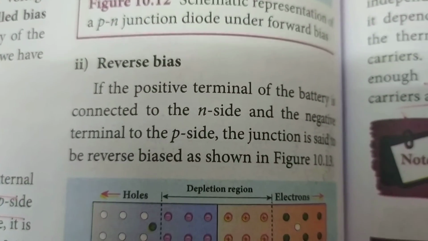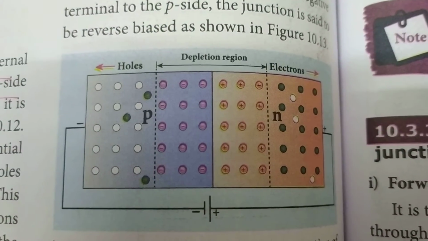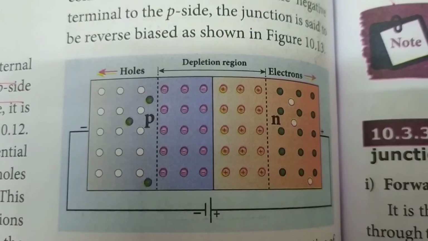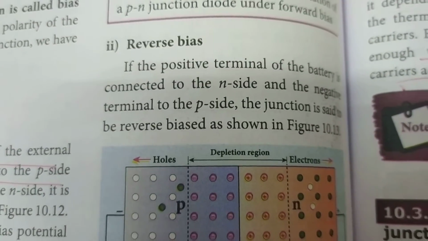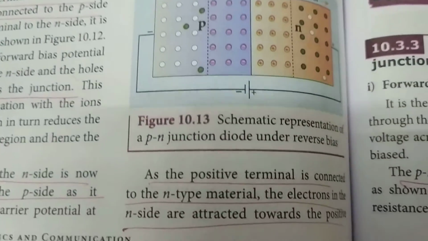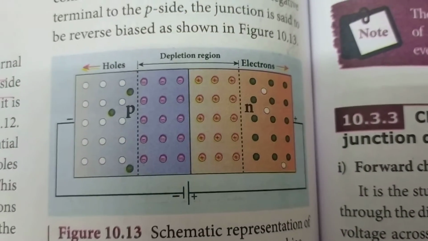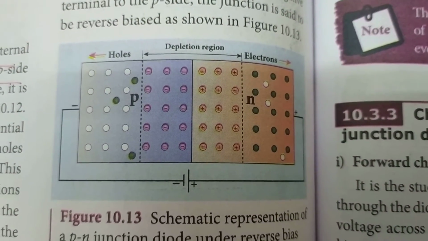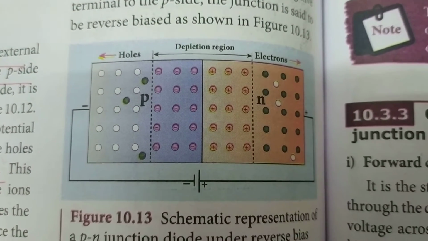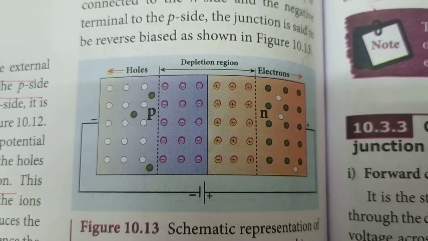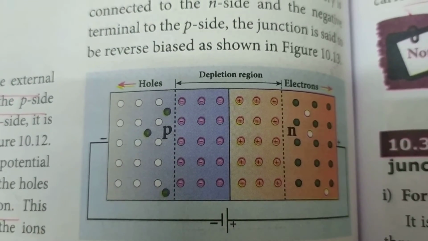And what about reverse bias? Reverse bias means, when you see this diagram, the p-type is connected with the negative and the n-type is connected with the positive terminal of the battery. Such a bias is called a reverse bias. When the positive terminal is connected to the n-type material, the electrons, which are negatively charged, are attracted towards the positive terminal of the battery, and the holes are attracted towards the negative terminal of the battery. So here the depletion layer width is increased.